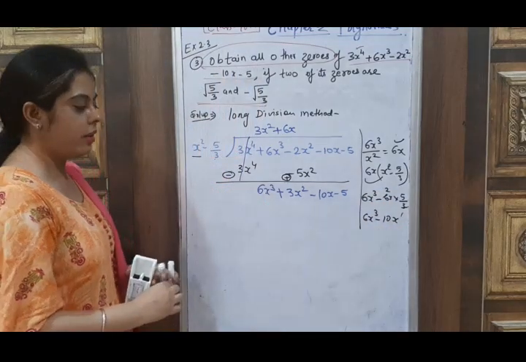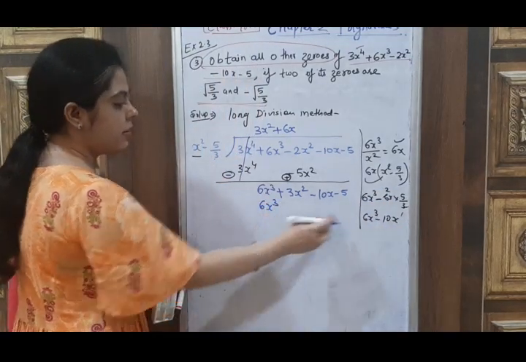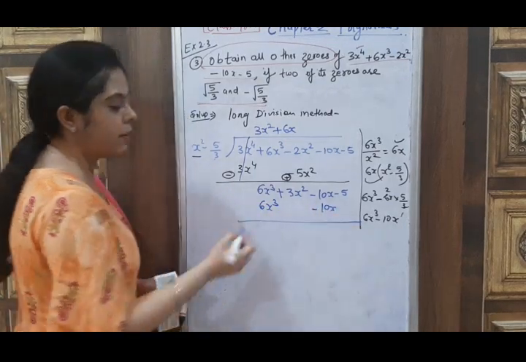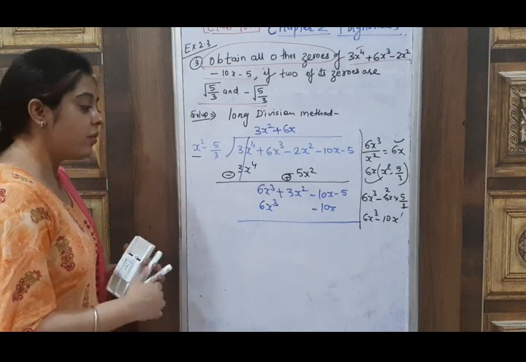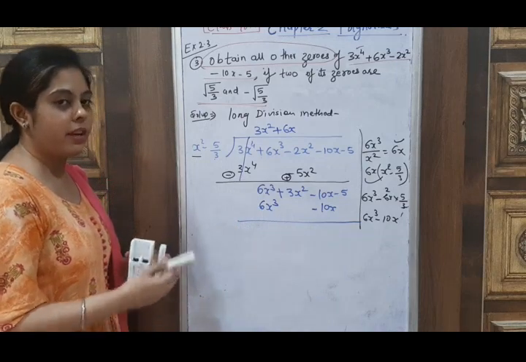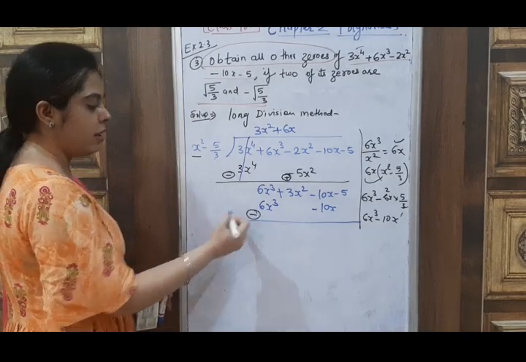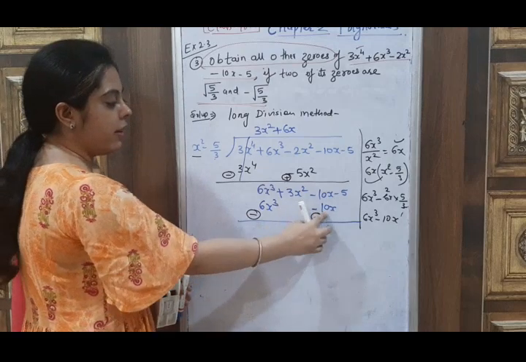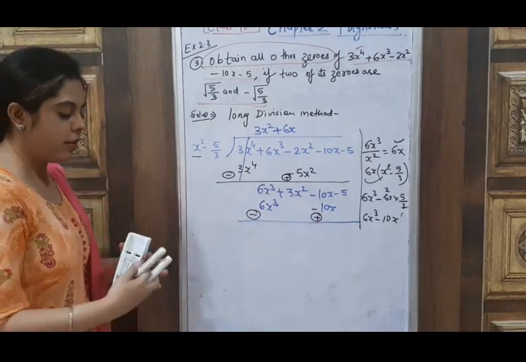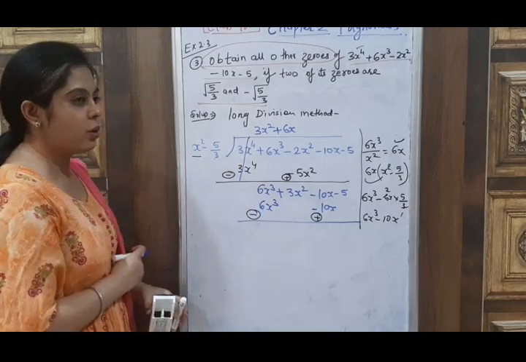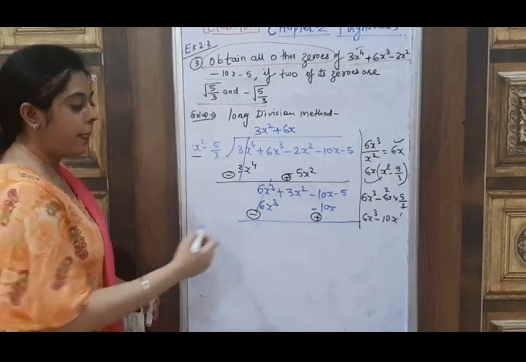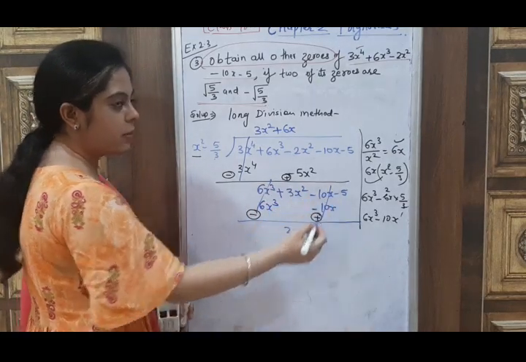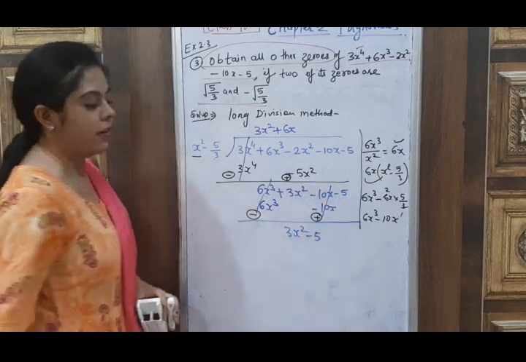Now this polynomial we write here: 6x cube here and minus 10x here, for the same reason, that only like terms we can solve. Now we have to subtract it, and for subtracting just change the sign. So a minus sign will come here and a plus here. Now the sign of this 10x is plus. Now solve it. The 6x cube and 6x cube will be cancelled. Write 3x square as it is, and minus 10x plus 10x will also be cancelled. So here we got minus 5.